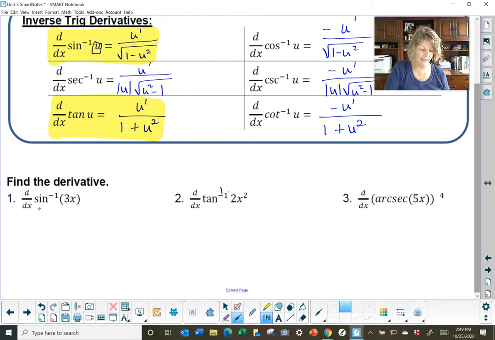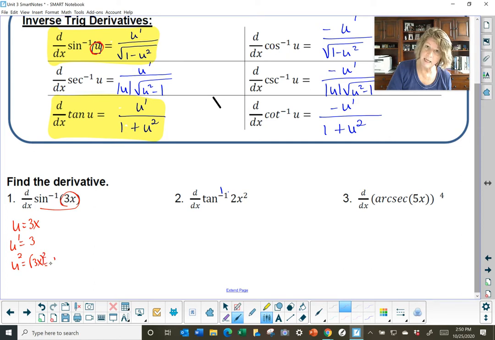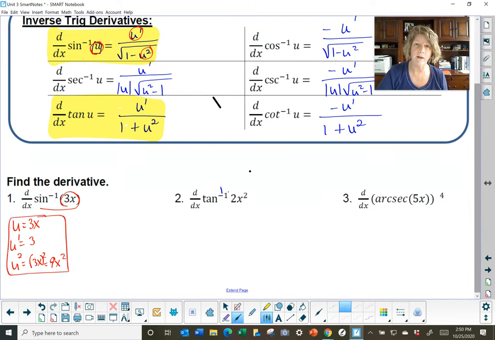The derivative of sine inverse of 3x. Well, 3x is my u part, right? This is what I'm looking at right there. What is inside the arc sine? My u equals 3x. That means u prime is equal to 3, and u squared would be 3x squared, all in parentheses, so that's a 9x squared. Sometimes I like to lay out those components I'm going to need, because I know I need a u prime and I know I need a u squared. So maybe I just want to build myself an informational box over on the left side, and now I'm going to go in and do this derivative.